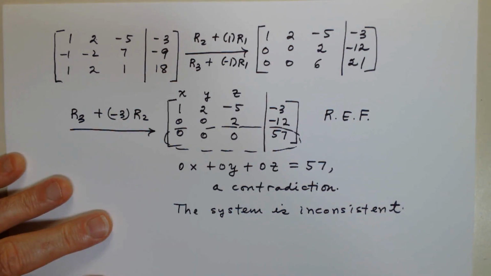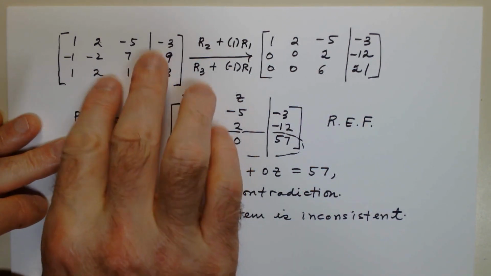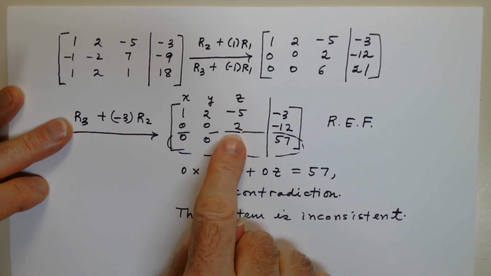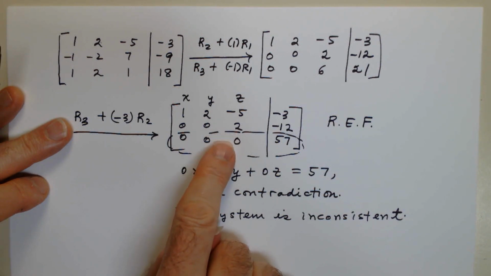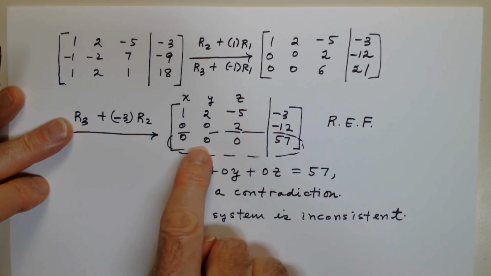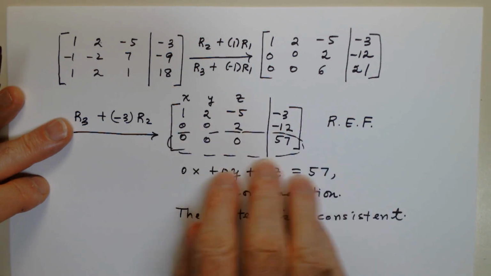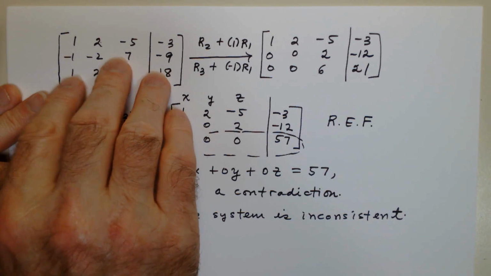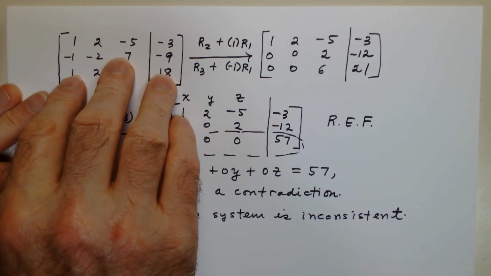Now, if you remember our theory that we've been developing, this sequence of operations that we've conducted always maintains equivalence. So the solution set to this system is inconsistent. We reach a contradiction, 0 equals 57. So there are no solutions to this system, and by equivalence, there are no solutions to this system. This system is also equivalent.